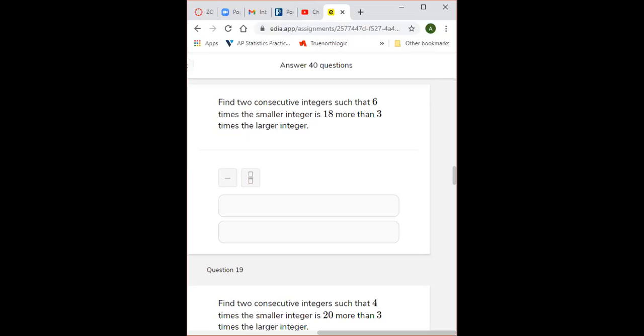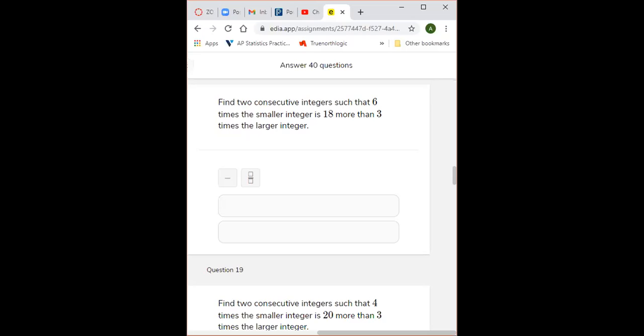So the first one says find two consecutive integers. So we're working with this one, and we just need two. So those two, such that 6 times the smaller. Which one's the smallest, x or x plus 1? X. So 6 times the smaller is, we put it equal, 18 more than, 18 plus, 3 times the large. This is the big one. 3 times the large one was x plus 1. Okay, so the hardest thing is going to be setting it up. And then it's just solving.